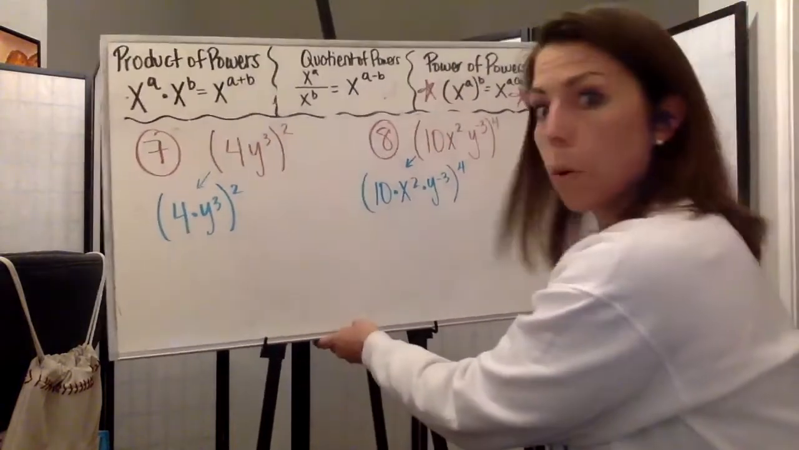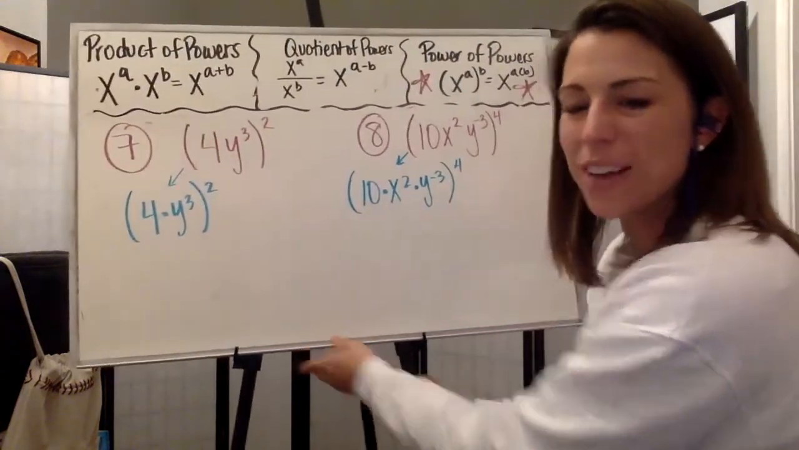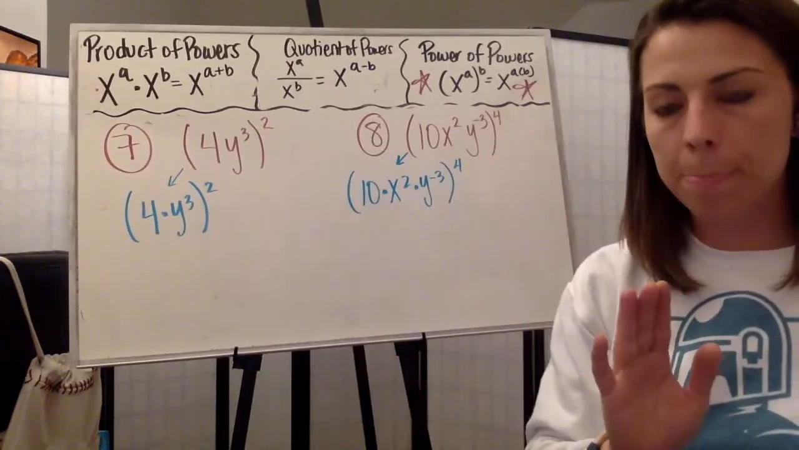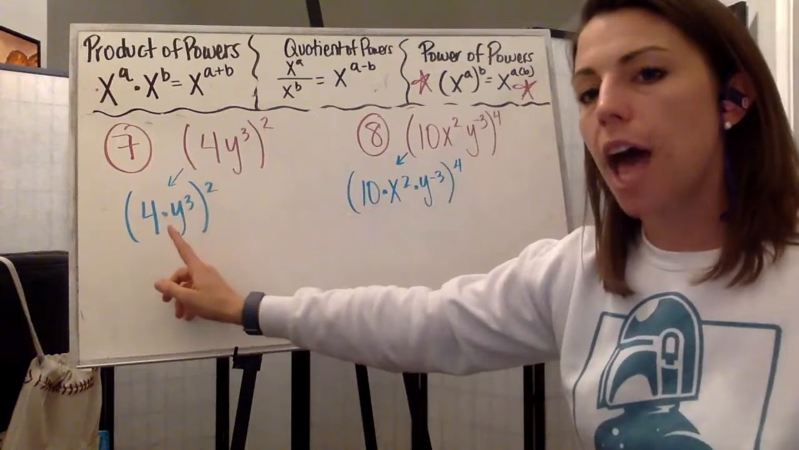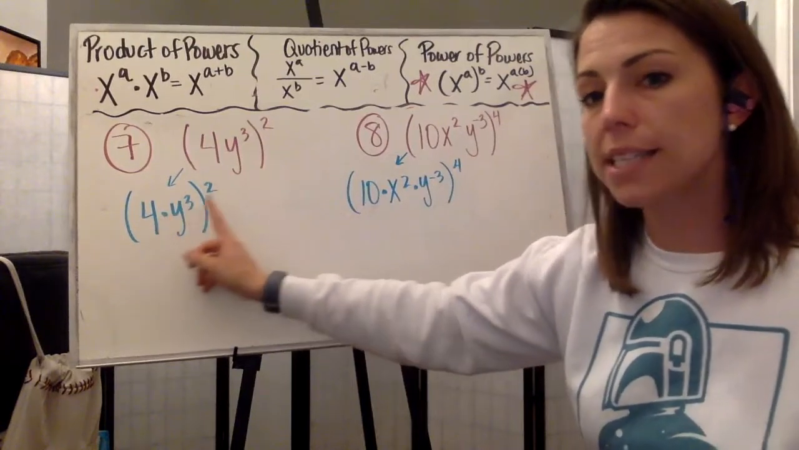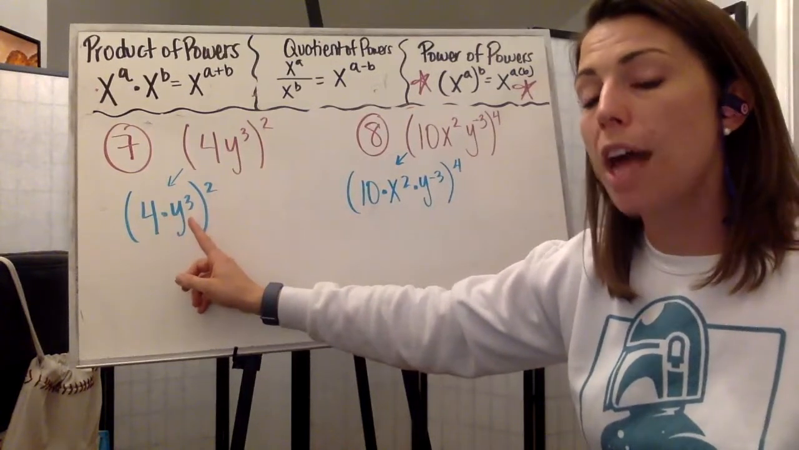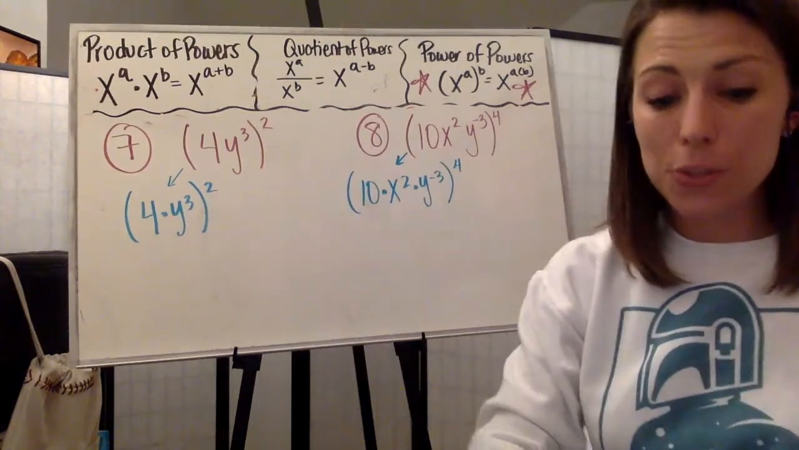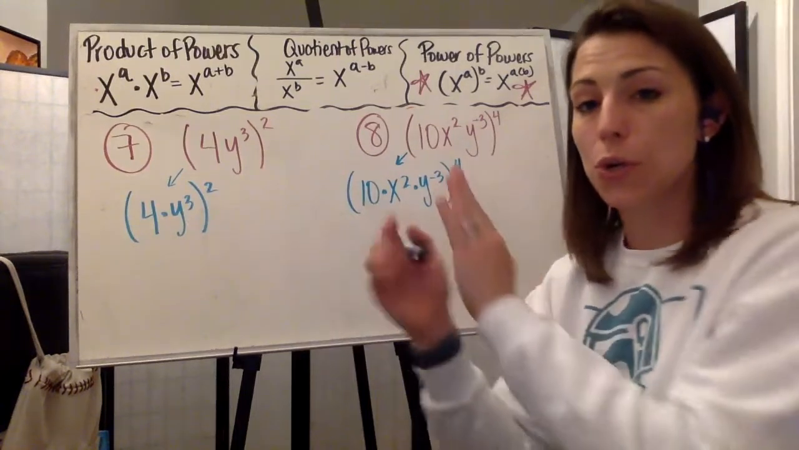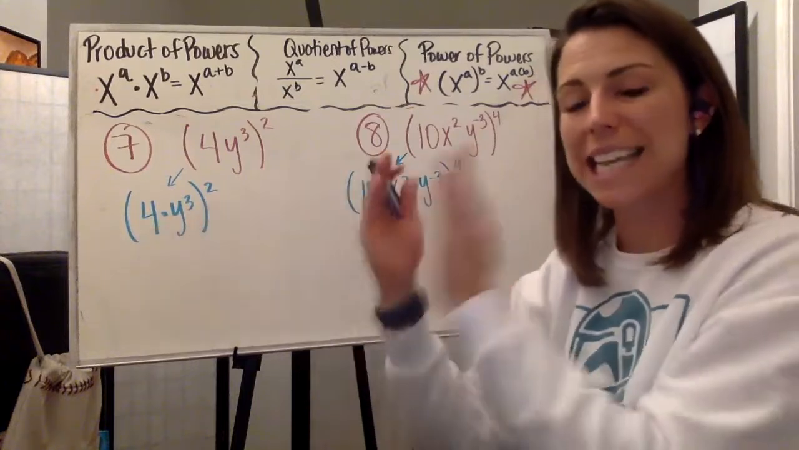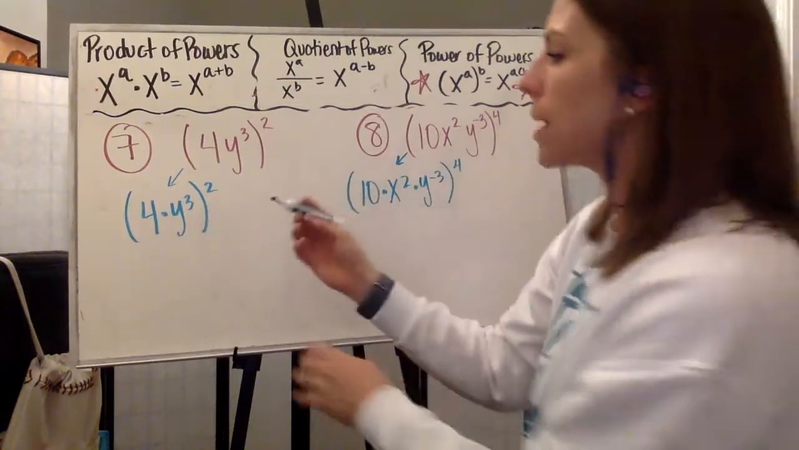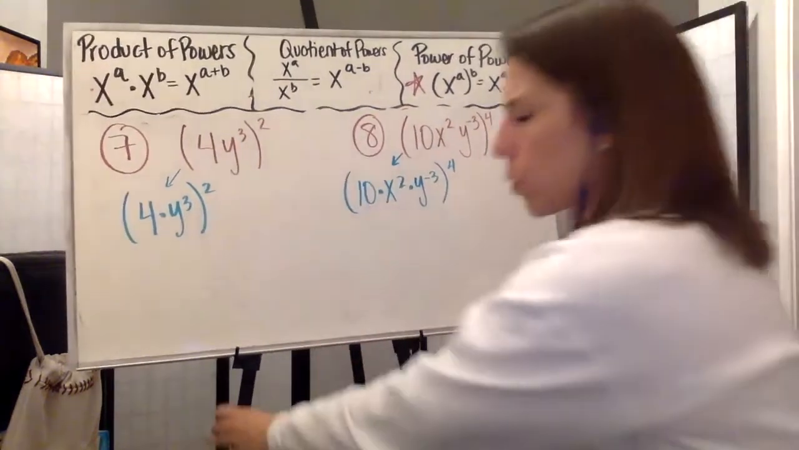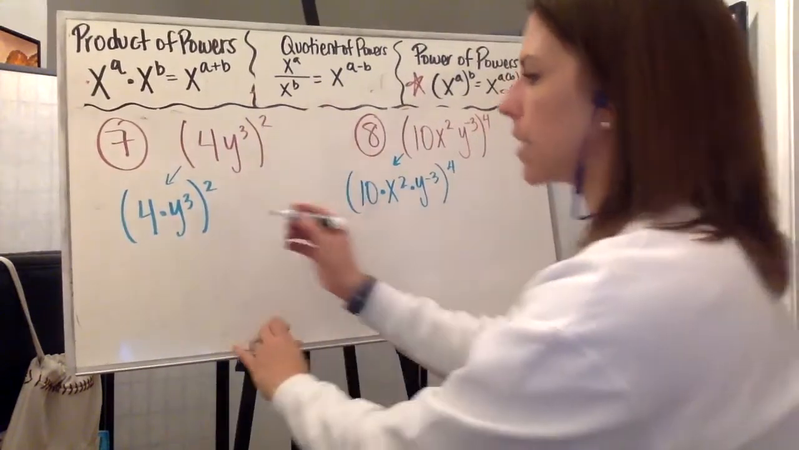Now, this is where, ooh, the whole thing almost fell over. This is where things get a little bit tricky because of the power of a power. This means I'm going to multiply 4 by itself 2 times and y cubed by itself 2 times. So if you remember from the warm-up, what we're going to do next is write both of these as individual powers. So I'm thinking ahead. If I were to write this all out, I'm going to end up having to multiply 4 by itself 2 times and y cubed by itself 2 times.